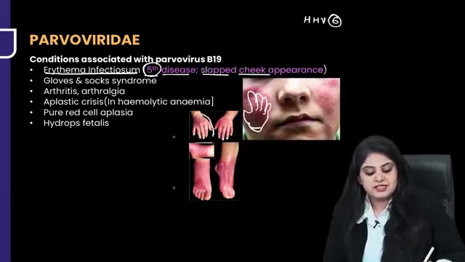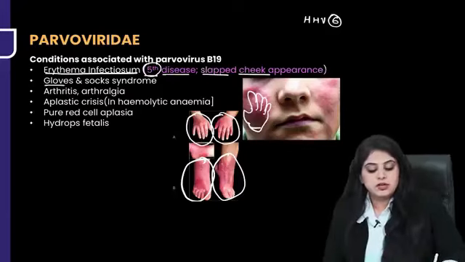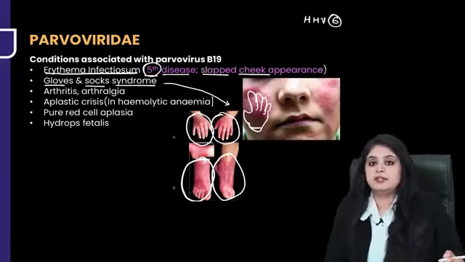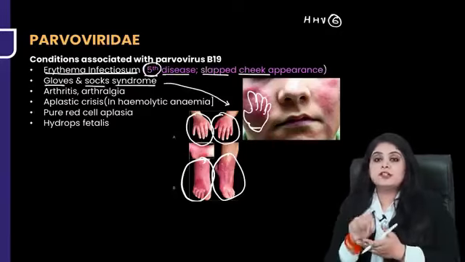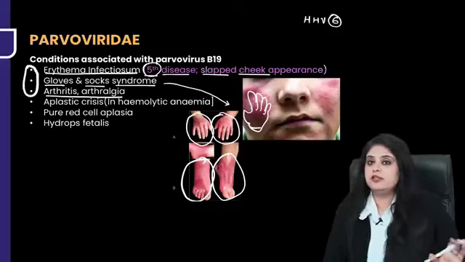So can I say that the rash will occur on the hands and the rash will occur on the feet, as if the child is wearing gloves and socks? So gloves and socks syndrome bhi kehte hain, because there are rashes on the hands and feet also. And the joints are also affected, so there is arthritis and arthralgia. So ye sare rashes on the face, hands, joint involvement ho gaya.